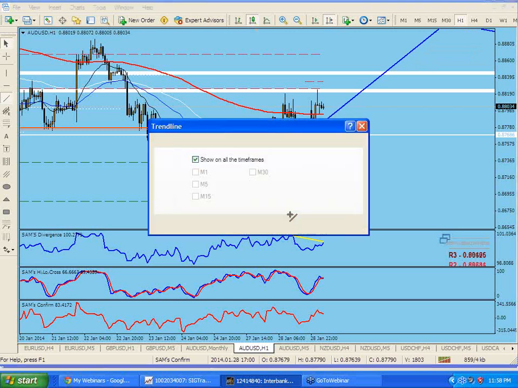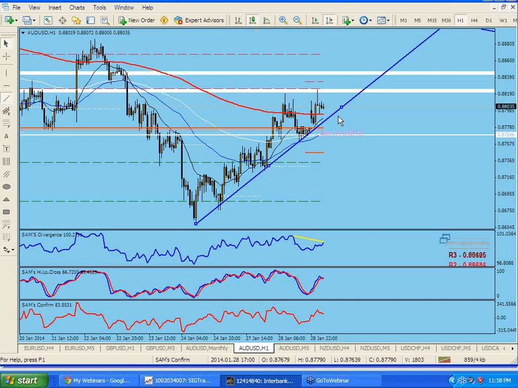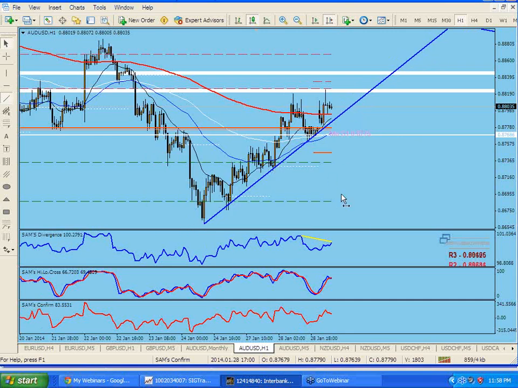Let's see what happens. If you continue going up, then don't bother. Or maybe you find a long entry or anything else. But right now I'm concentrating on the short side.